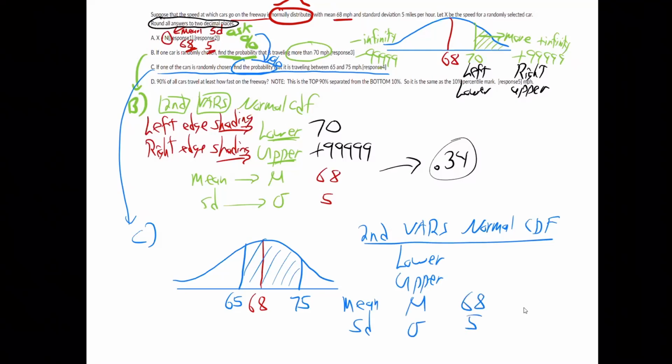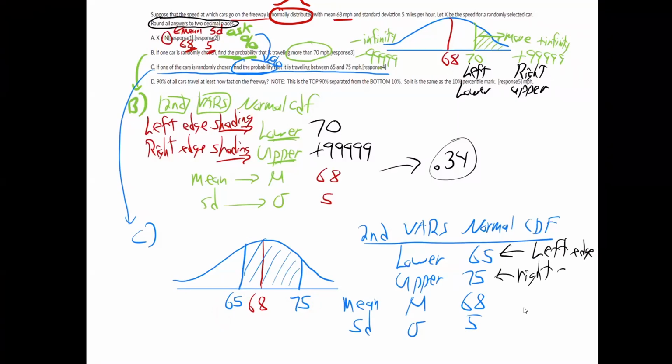Those don't change. But what's the lower and the upper now? It's just the 65 and the 75. This is actually easier. We don't have any 5 nines on this one. Why? Because the left edge and the right edge of the piece of shading are just obviously 65 and 75, aren't they? You see that? This is the left edge, and this is the right edge of the piece of shading.